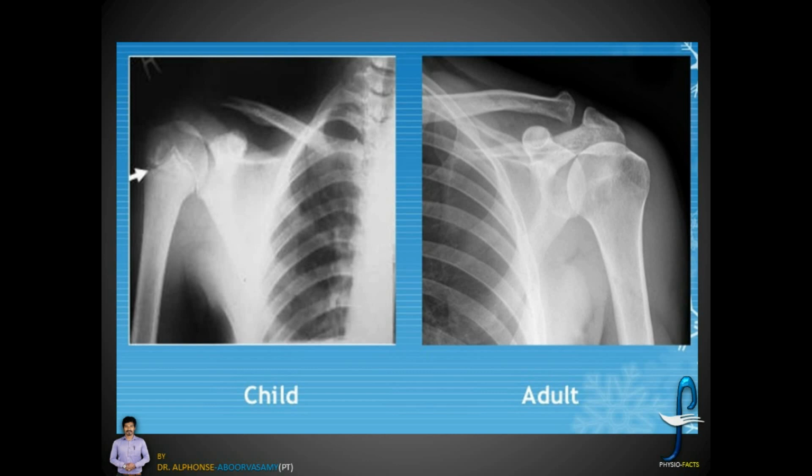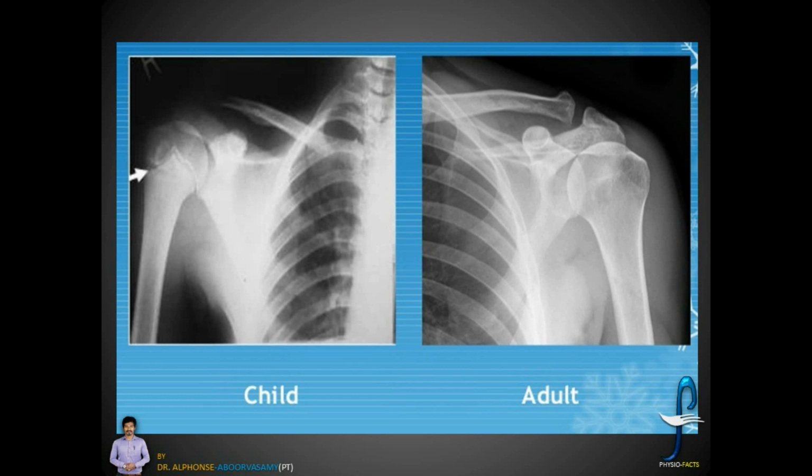For novice people, an inexperienced person like a second or third year student, when they look at an X-ray, they should think about the age of the patient. If it is a child, these lines show the growth plate which is not fused with the epiphysis. They should not mistake them as fractures.